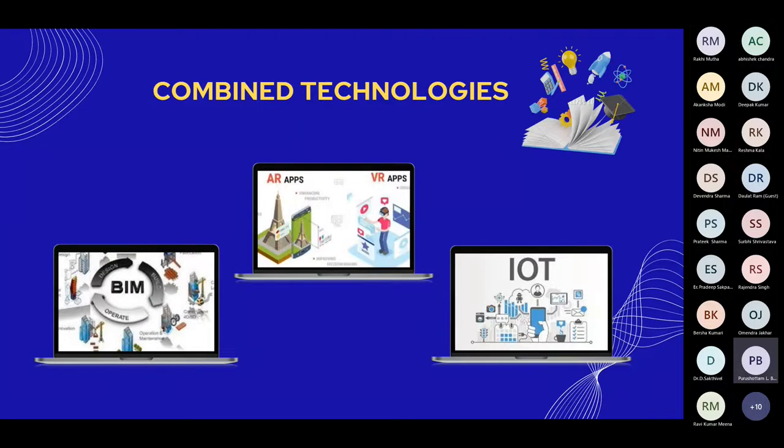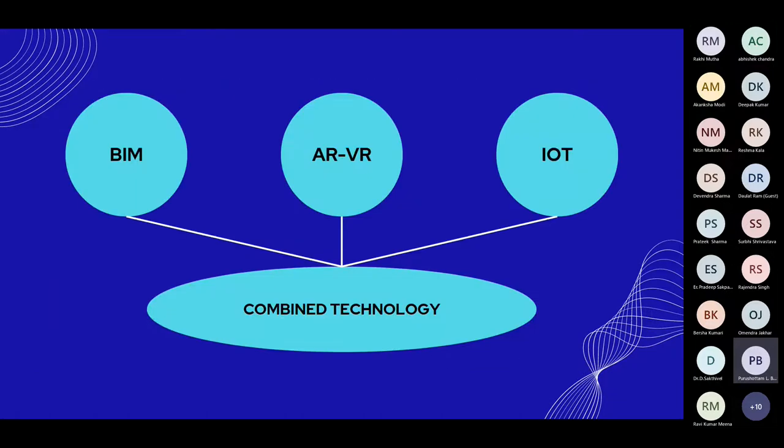So these are the combined technologies. Here we are going to use building information models, AR apps together, VR apps together, and IoT techniques. So here we are combining IoT with AR/VR apps as well as building information systems. These are combined together in order to make the most efficient application.